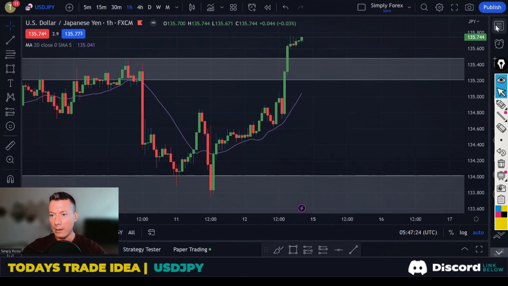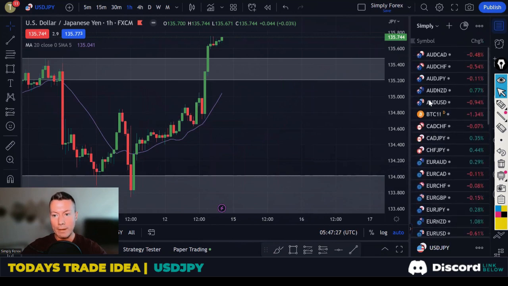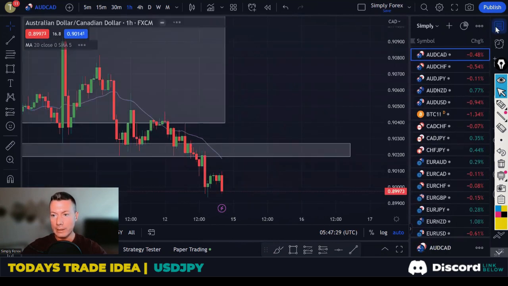What else am I looking at? I'm also looking at a bit of CAD strength. So Aussie dollar, Canadian dollar.